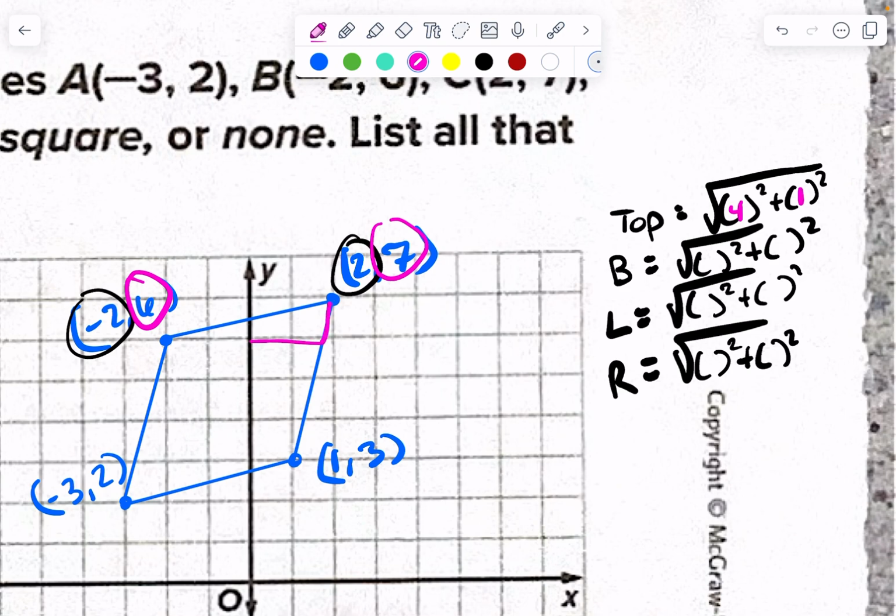Cool. Okay, let's do the bottom and make sure that matches. Is he going over 4 and up 1 also? Yes. So 4 squared, 1 squared, which is the square root of 17. So top and bottom match. Awesome. They're the same length.